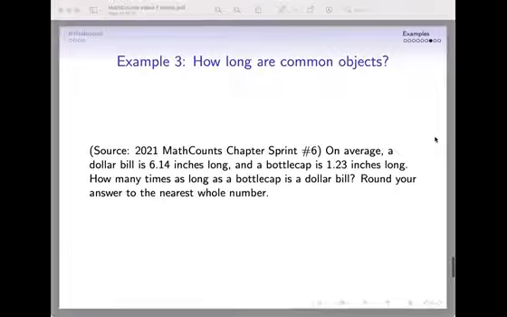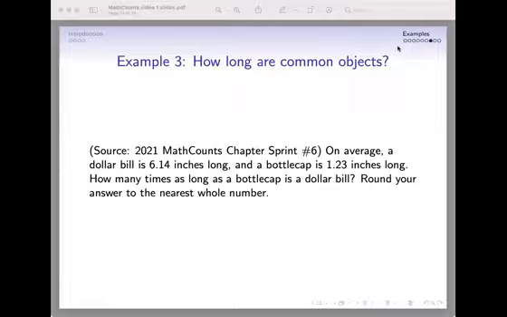Now, one final example. This one is, again, sort of like a ratio problem, a fraction problem. We're given that a dollar bill is 6.14 inches long. And by the way, this also doubles as a decimal problem. And a bottle cap, like a water bottle cap, is 1.23 inches long. I don't know if these are exact measurements. I just made these up when I was writing these. So how many times as long as a bottle cap is a dollar bill?